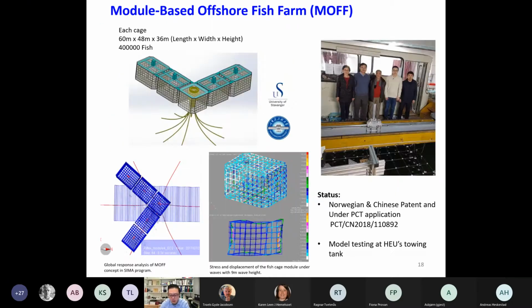And this is our invention. We got both Norwegian and Chinese patents. This is called module-based offshore fish farm. Now it's supported by Valide. It's helping us to commercialize this. We are going to apply for funding also for innovation projects.